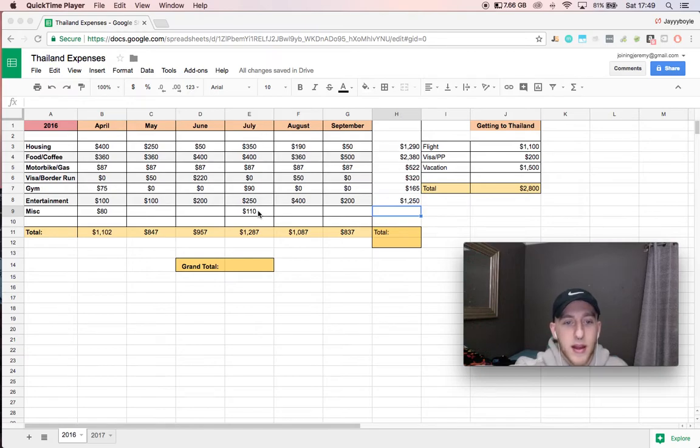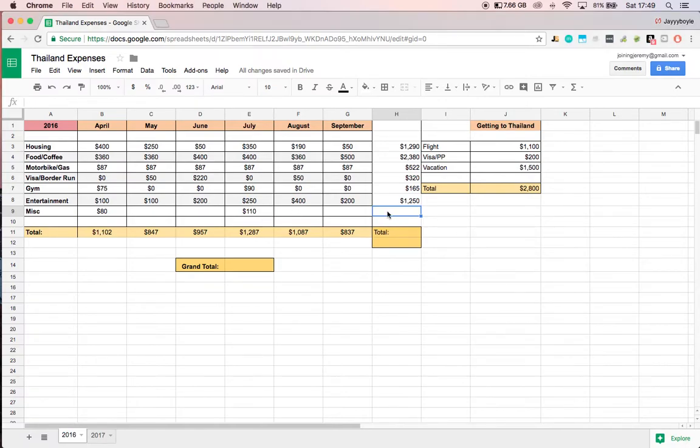Same thing when I moved to my second apartment. I had purchased some new things for that place, and I ended up buying a pair of like shoes or something that was like $30. So total miscellaneous cost is not very high.